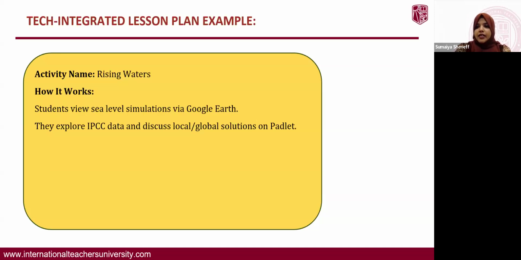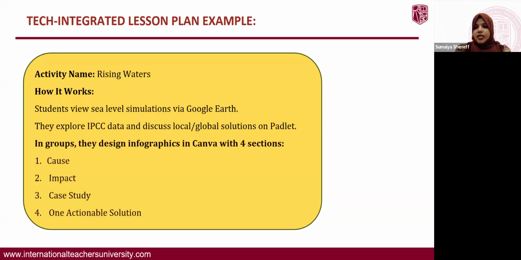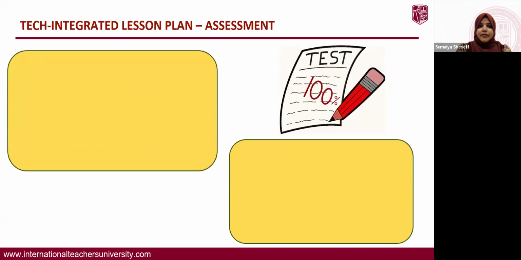So they can comment on Padlet, and in groups, I can ask them to design infographics. A Canva can be divided into 4 sections: cause, impact, a case study about that, and one actionable solution. So already there is a problem. What kind of solution will we give? How can we stop this problem? How can we stop these SDG issues?